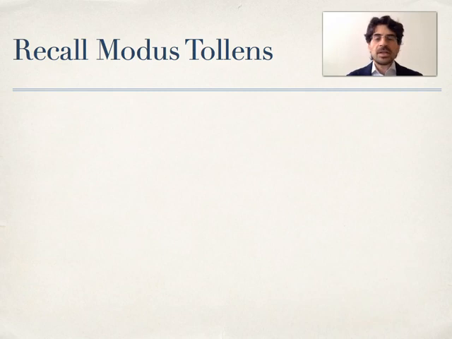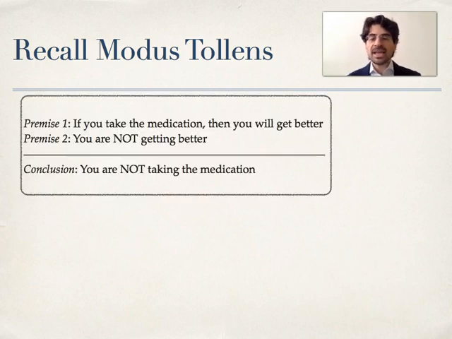Consider another form of argument. We saw earlier modus tollens, as opposed to modus ponens. An example of modus tollens is this argument: if you take the medication, then you will get better. You are not getting better. Conclusion: you're not taking the medication.